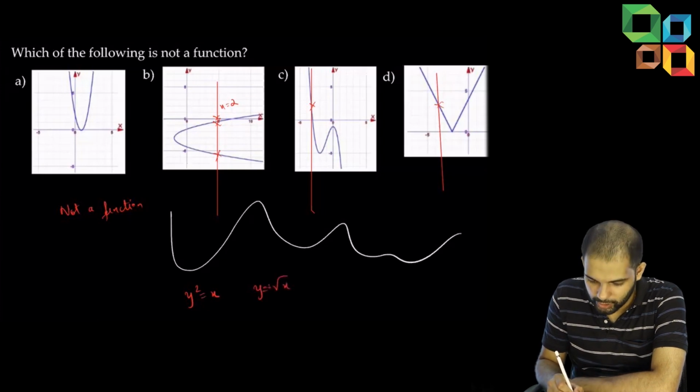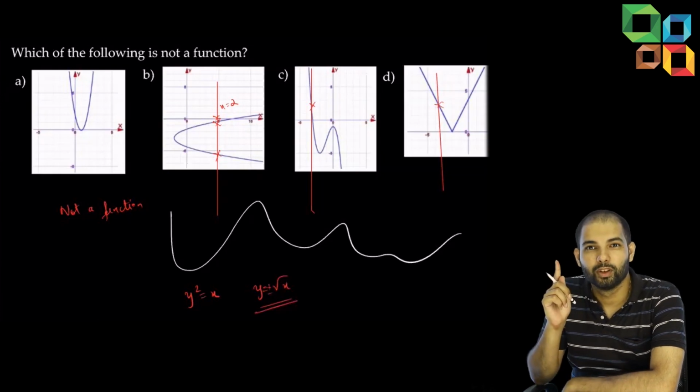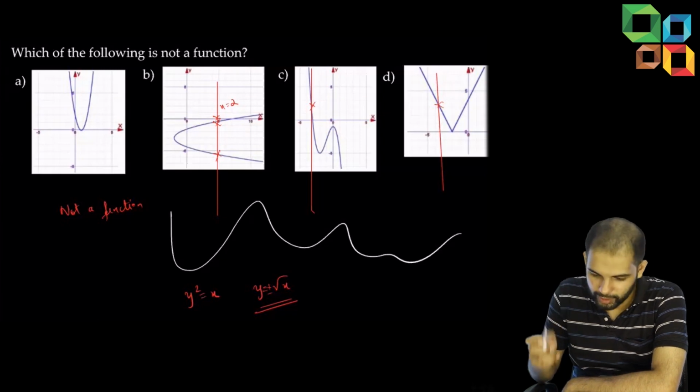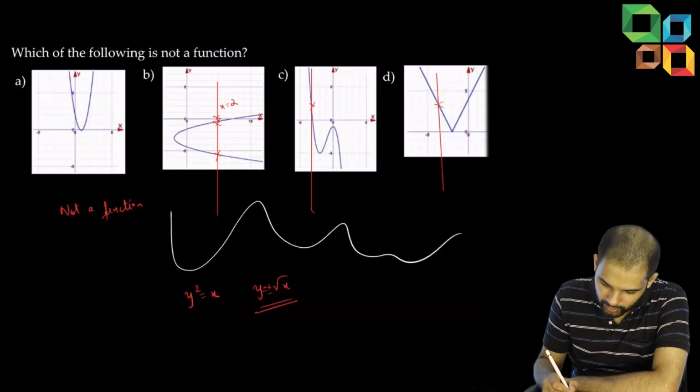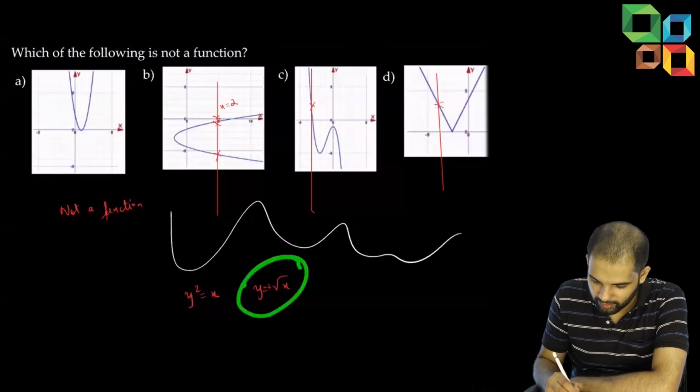But if you take plus or minus root x, that's when you have a problem. For one input, you're getting two outputs. When you take 2, you're getting plus or minus root 2. So that's why the problem comes. But if you had taken only one of those values, then it will still remain a function.